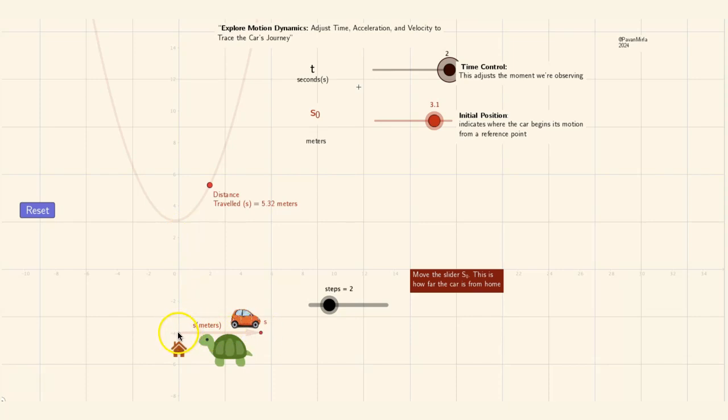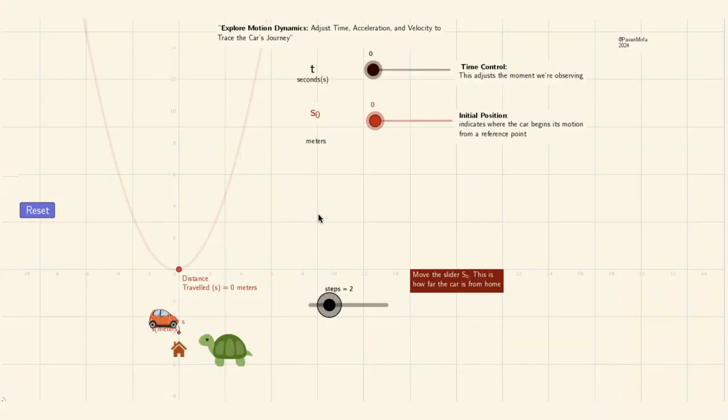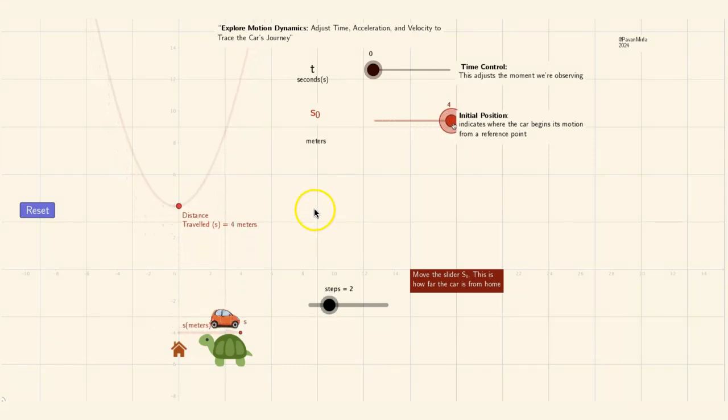You can also reset the time and move the car to see this change in motion. The key takeaway from this activity is to understand how the initial position, time, and motion are interconnected and visualized on a graph.